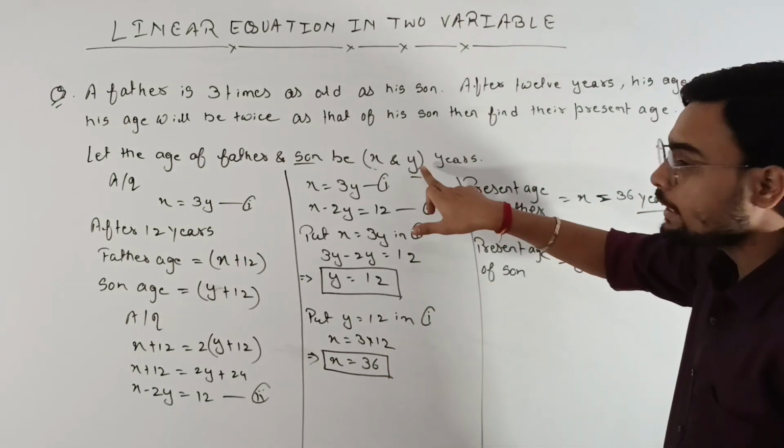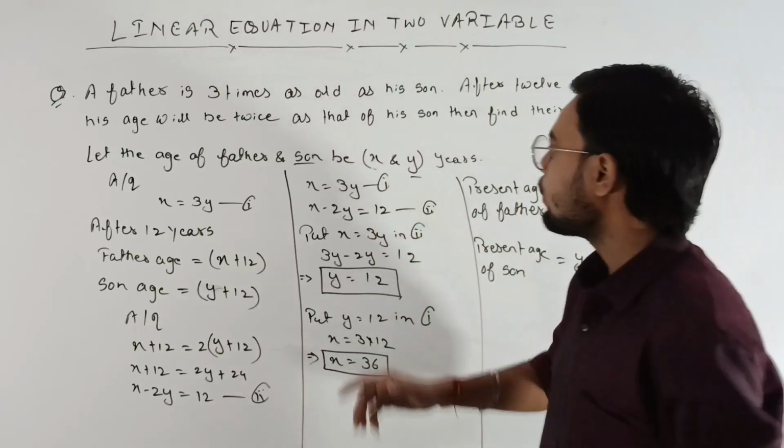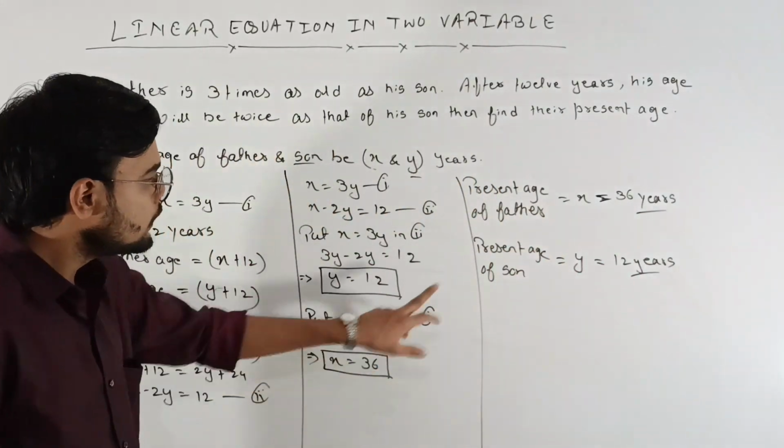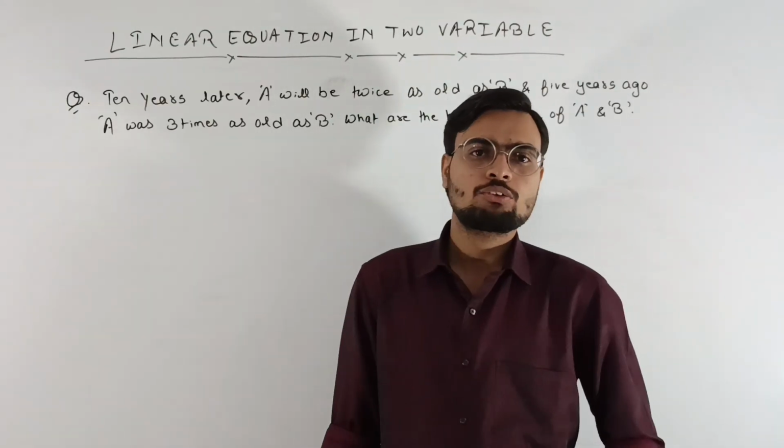Now y is what? Present age of son, so that present age of son is y, that is 12 years, and x is what, present age of father, that is 36 years. Okay, understood. Now let's move towards our next question.